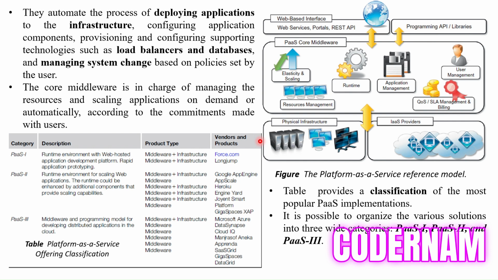So in this we have the three major classifications, that is PaaS 1, 2 and then 3. So PaaS 1, they are the runtime environment with web hosted application development platform, rapid application prototyping. There are some of the products here, just go through it. And then PaaS 2, they provide the runtime environment for scaling web applications. The runtime could be enhanced by additional components that provide the scaling capabilities. In PaaS 3, the middleware and the programming model for developing distributed applications in the cloud come into effect.